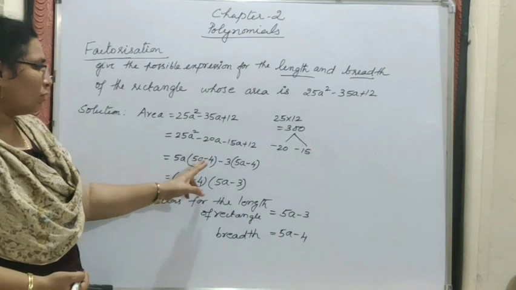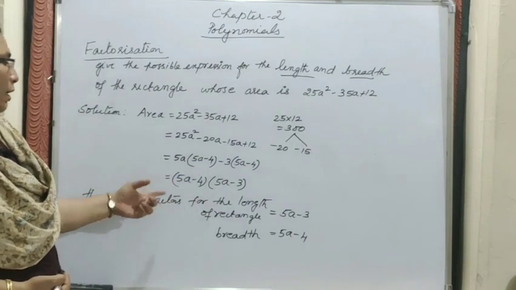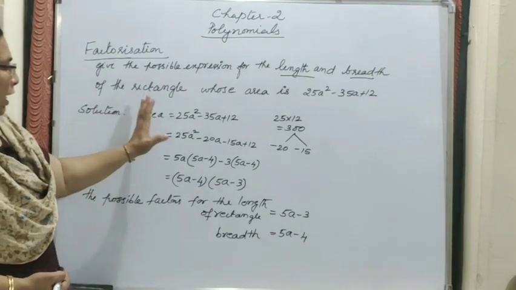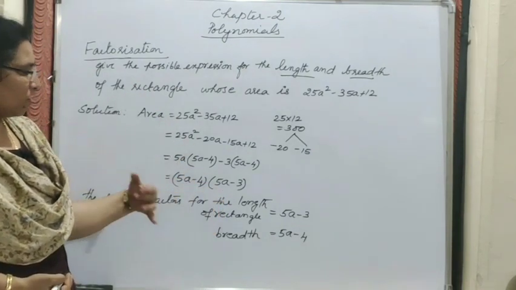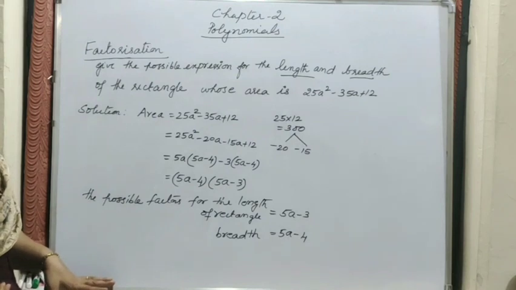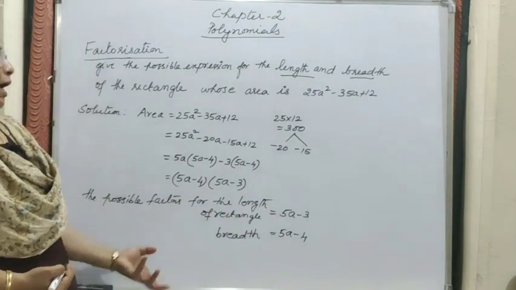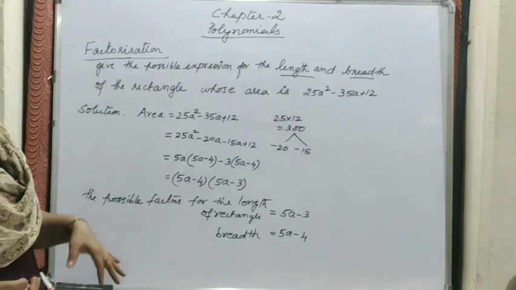You can see that 5a minus 4 is common. So we are taking 5a minus 4, and the remaining is 5a minus 3. So the area is divided into two factors. One of them is definitely the length and one of them is the breadth. We prefer that the length will be 5a minus 3 and the breadth is 5a minus 4, or vice versa.